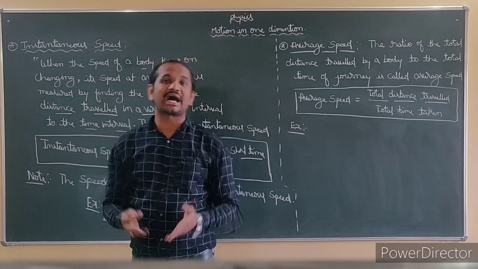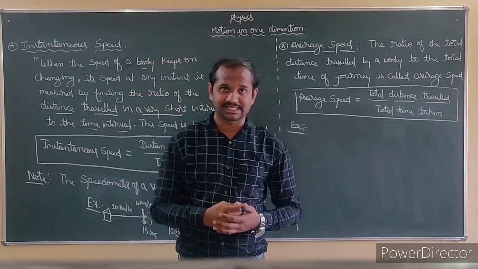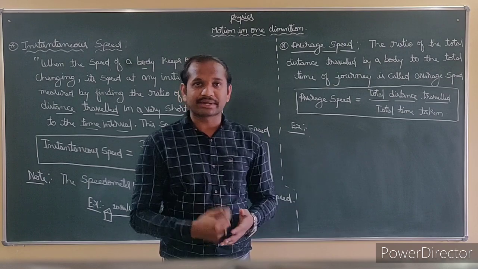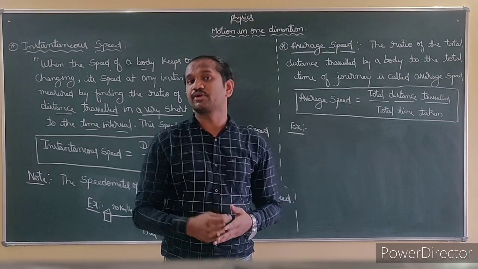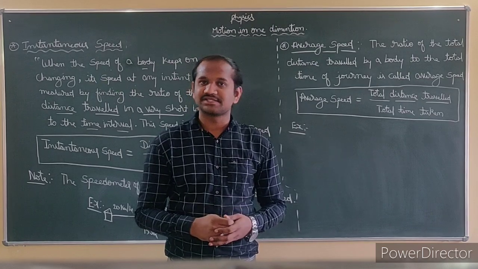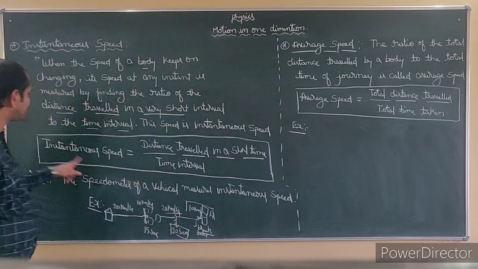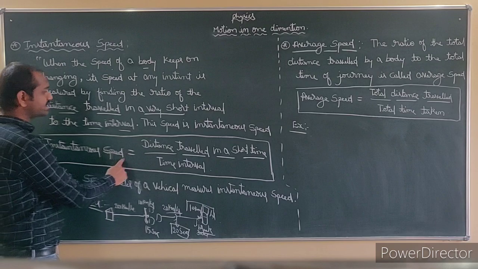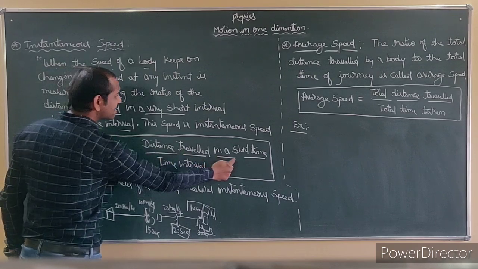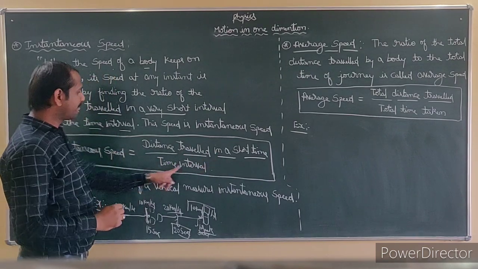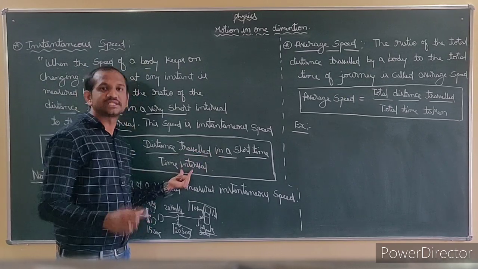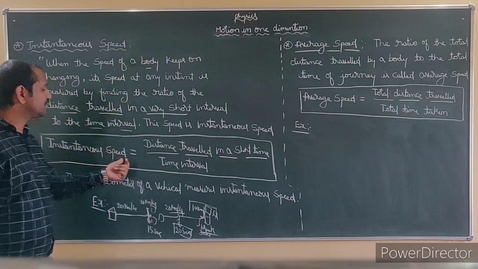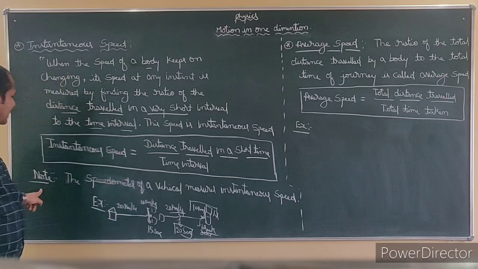But when you are moving in a market, say you are going on a bike at least, every time you are not able to predict it, because what speed is shown by your speedometer will be the instantaneous speed. I hope you have understood. So the formula for instantaneous speed is nothing but the distance traveled in a short time interval. At that short time, what was the distance and what was the time interval will give you the instantaneous speed. And here there is a note.